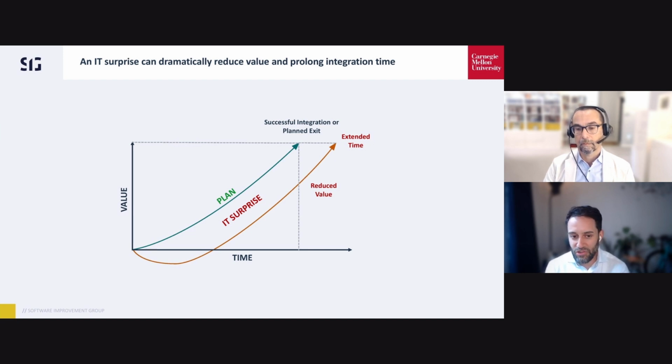So when the engineering team is working on the actual software, trying to understand it after acquisition, it could prolong the successful integration. And that is reduced value. So it's reduced time and it's reduced value. It's significantly more costly. So that's what we're going to discuss today, is how to prevent an IT surprise like this, but also how we can identify technical quality and technical debt in portfolio companies to speed up this successful integration.